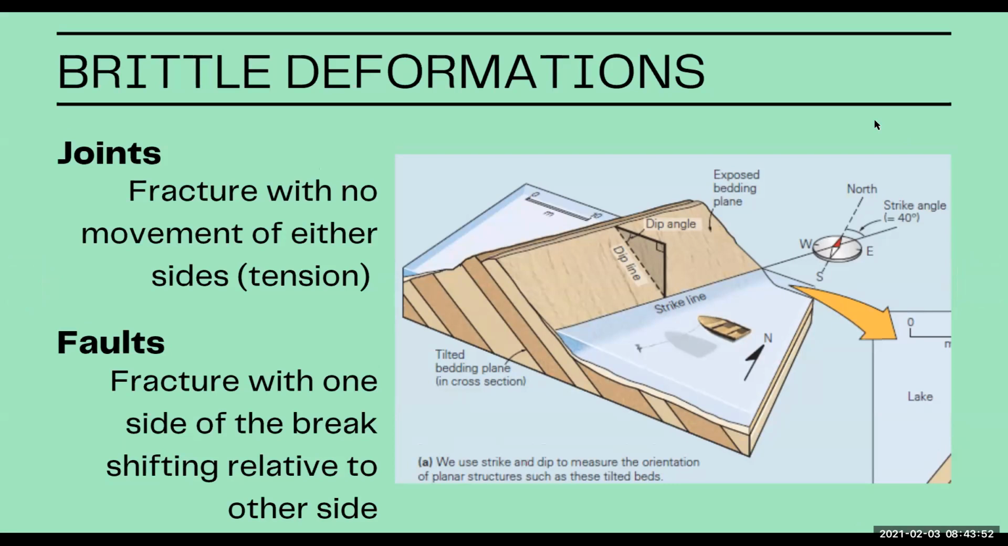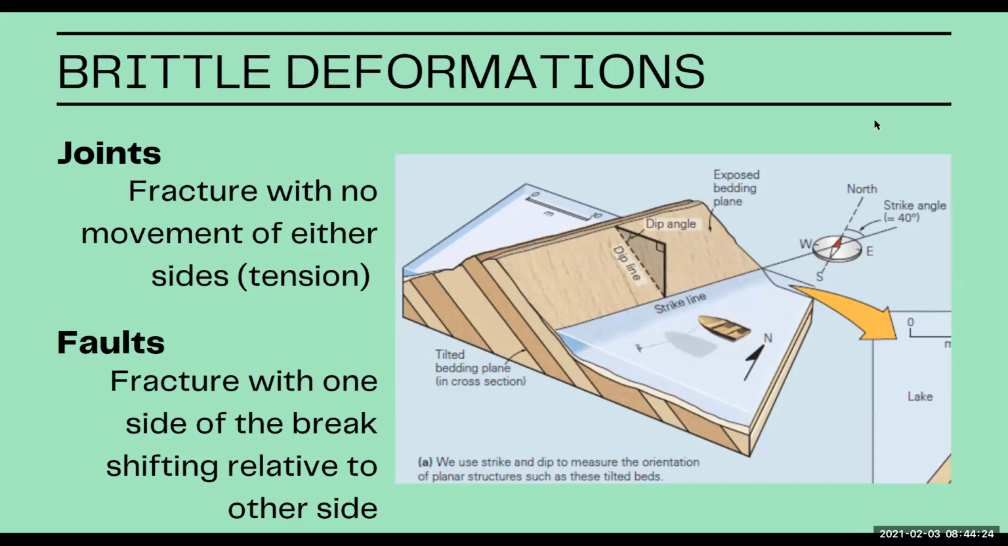So joints, kapag yung fracture ay walang movement sa either sides ng bato. Okay? So usually kasi 'di ba, kapag nag-crack na ang isang bato or nagkaroon siya ng fracture, magkakaroon ng distinct na sides. May left and right side. So kapag walang movement on either side, mako-consider natin siya as a joint.